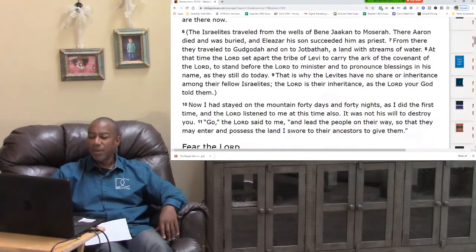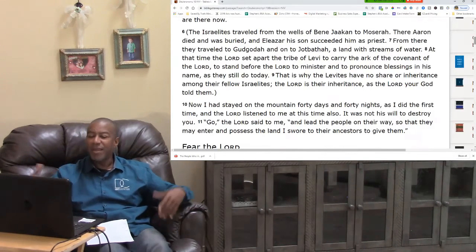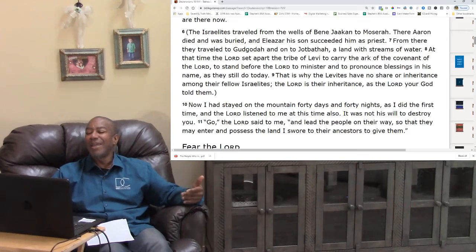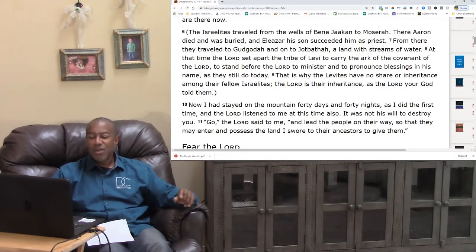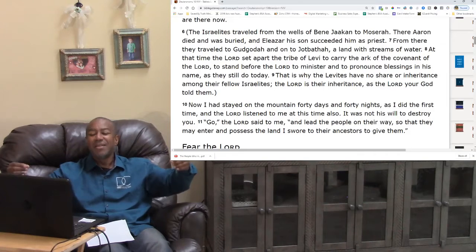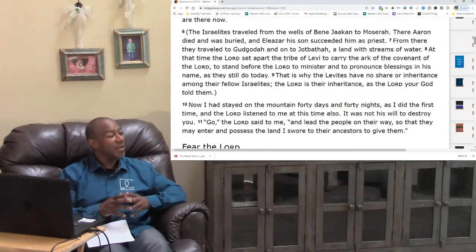The Israelites traveled from the wells of Beni Jaakan to Mosorah. There Aaron died and was buried, and Eleazar, his son, succeeded him as priest. From there they traveled to Gudgada and Jotbathana, the land with streams of water. And at that time, the Lord set apart the tribe of Levi to carry the Ark of the Covenant of the Lord, to stand before the Lord, to minister, to pronounce blessings in his name, as they still do today.